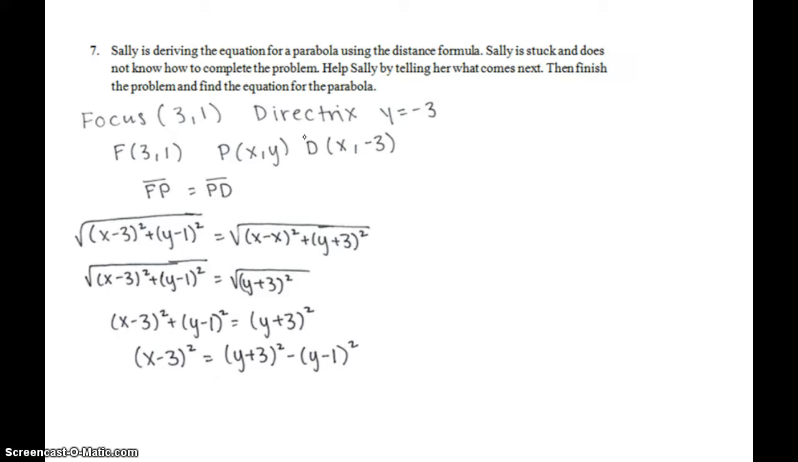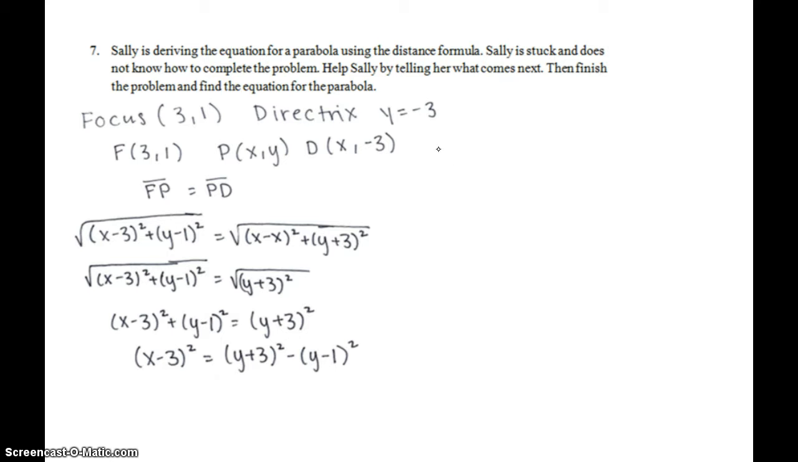On this question right here, this is how we derive the equation of a parabola given a focus and directrix using the distance formula. Okay, remember I told you that you would be required to know this. This is how it's going to be presented on the test. I'm going to have some work shown. This is Sally's work. You have to tell Sally what to do next.